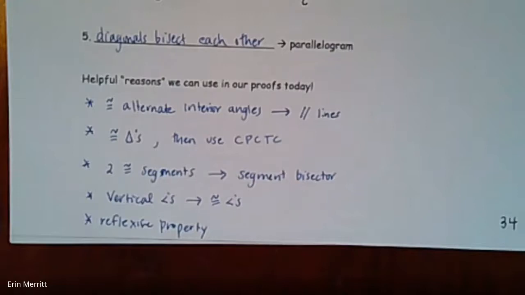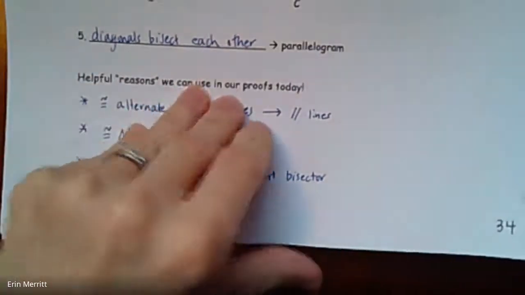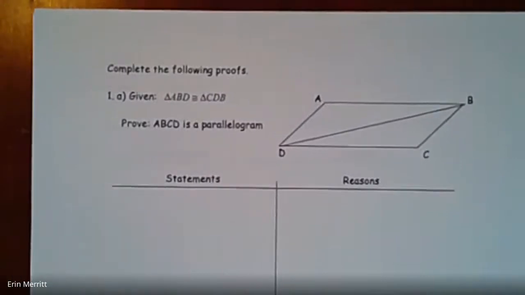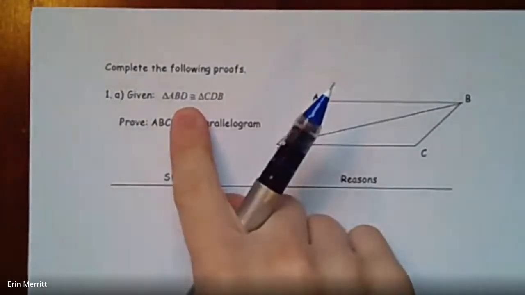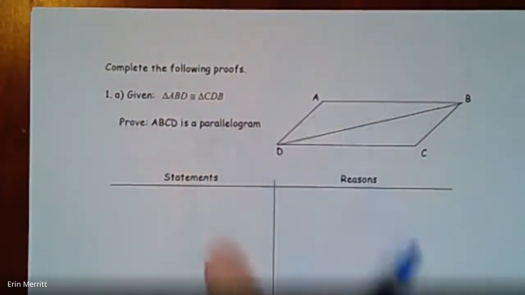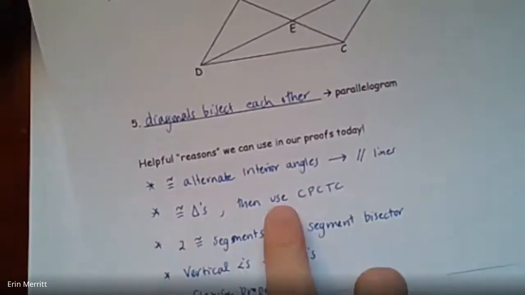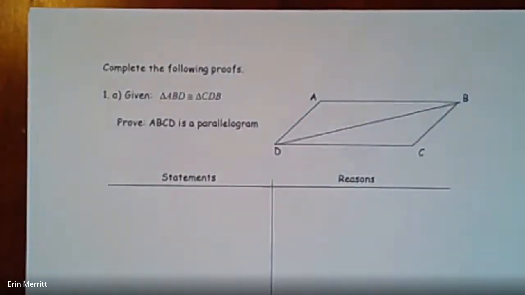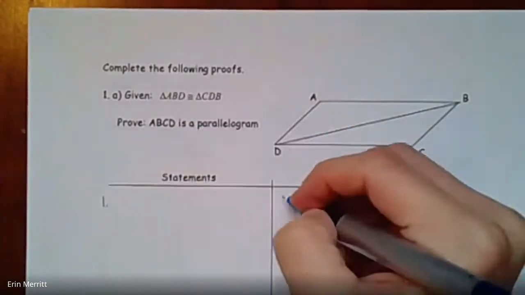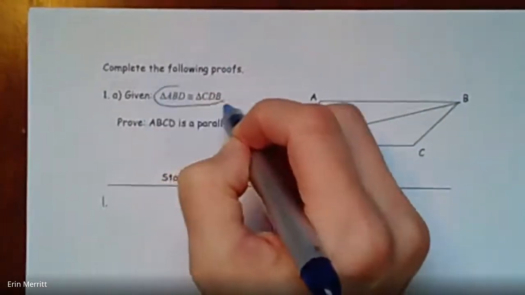These first few are short and sweet, which is kind of nice. On to page 35 in your note packets, it says complete the following proof. So you were given a pair of congruent triangles. That is not typically something that we are used to being given. But remember, if we have congruent triangles, what are the parts that we can steal from them? There's a lot of ways to do this, but start with the given. That's how we always start our proofs.